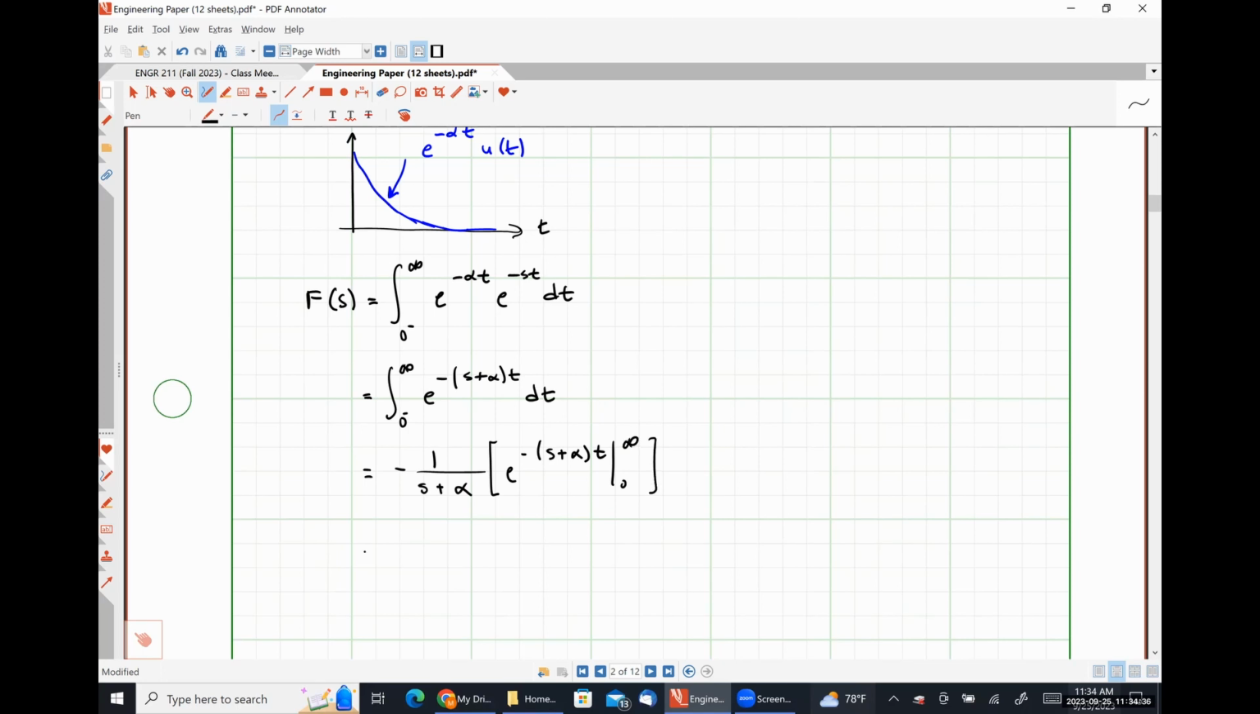Okay. So what does this guy right here look like at t equal to infinity? 0. What's it look like at t equal to 0? 1. So we'll have 0 minus 1, so it's just this thing right here multiplied by a factor of negative 1. So we have 1 over s plus alpha. Okay. So this is going to be useful.